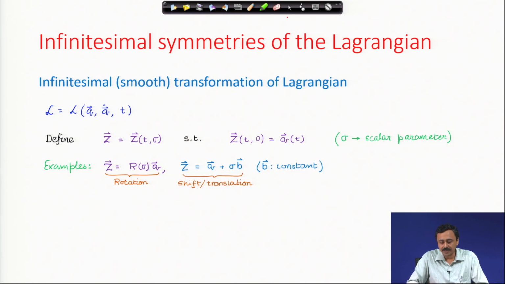Or you have z equal to the generalized coordinate plus sigma times another arbitrary vector b, but a constant vector. The arbitrary constant vector b times sigma is added to our generalized coordinate. You put sigma equal to 0, you will get back your q, the generalized coordinates. The first one we will call rotation, the second one is shift or translation, and there is a definite translation direction b.